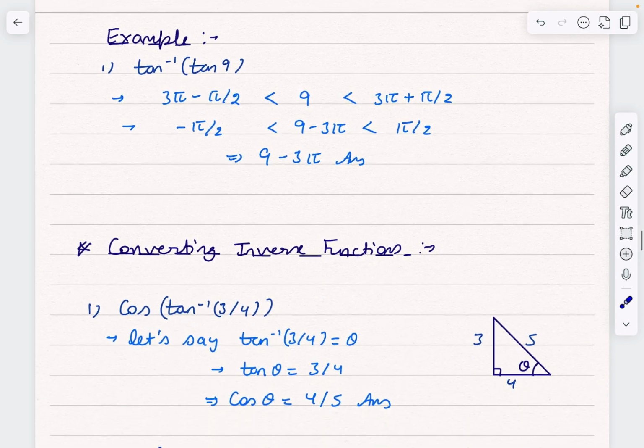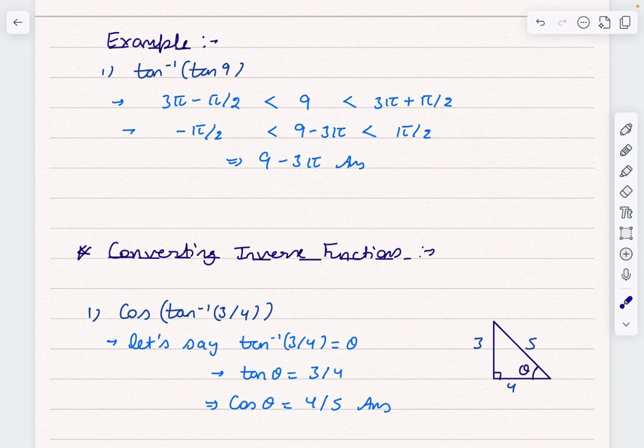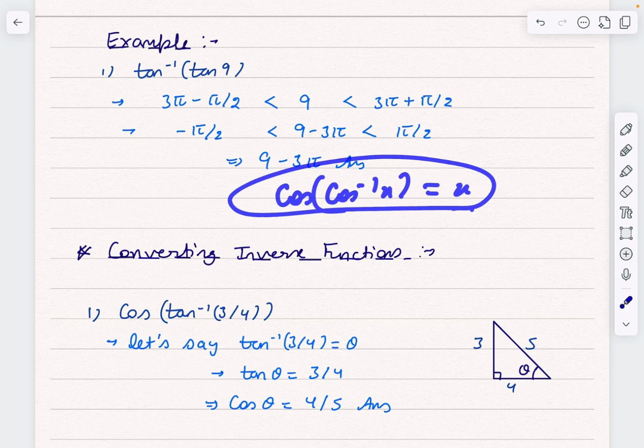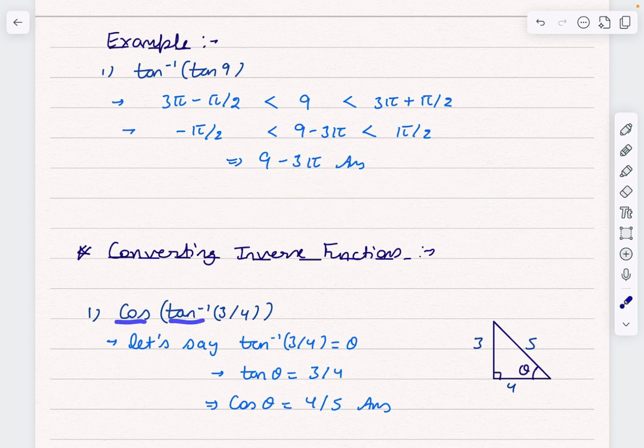Converting inverse functions. What do I mean by that? See, we discussed how to solve cos of cos inverse x, which was x only. But what if it is cos of tan inverse of something? The first example, cos of tan inverse 3 by 4. How do you solve this?